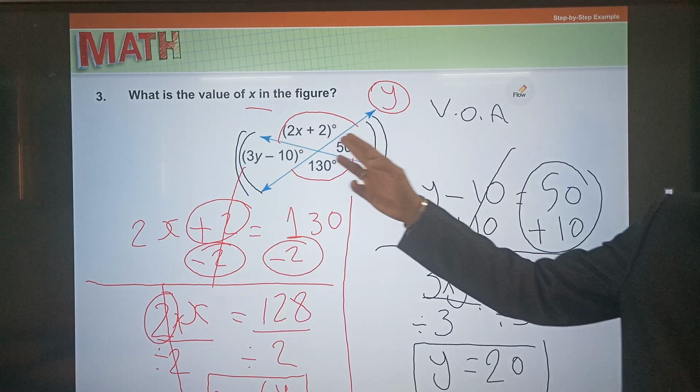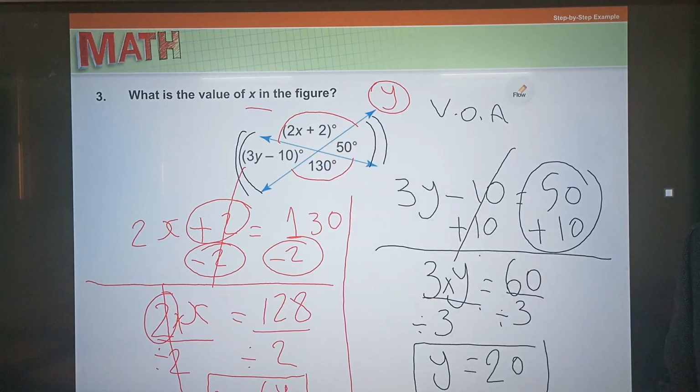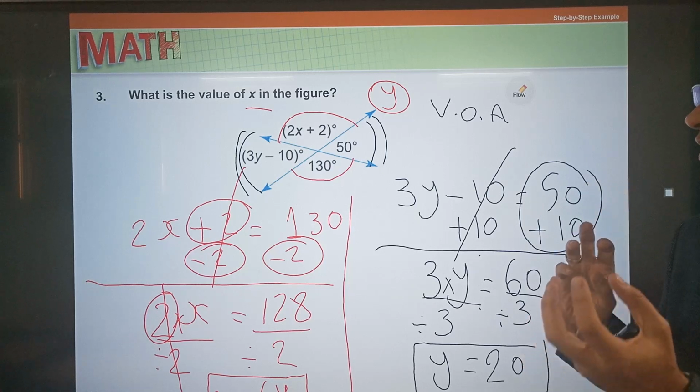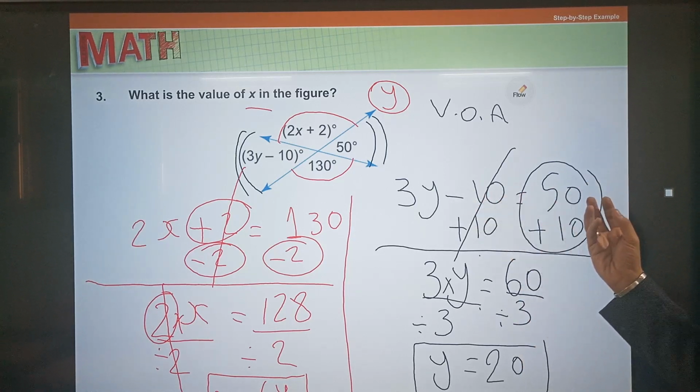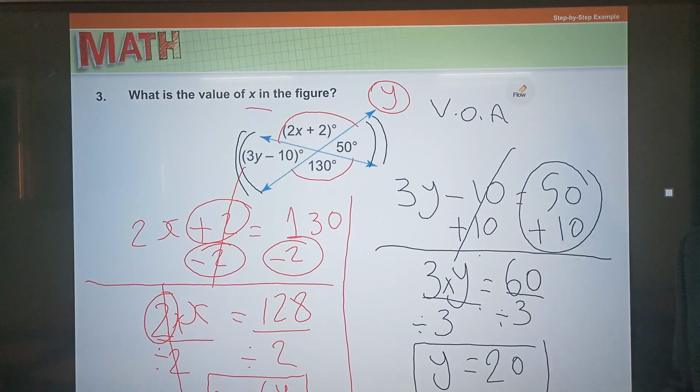How can I solve this? I will have 3y minus 10 equal to 50. 3y minus 10 will be equal to 50. This equals that. By what? By vertically opposite angles. So I have here an equation. I need to solve this.